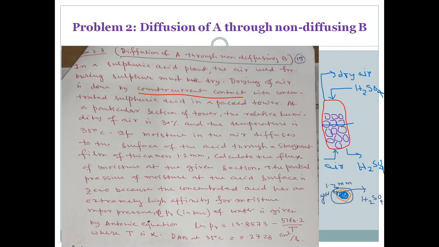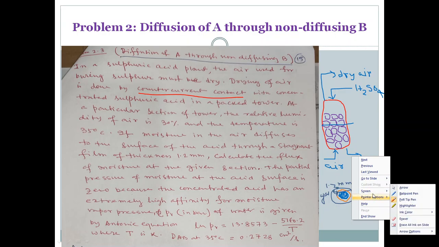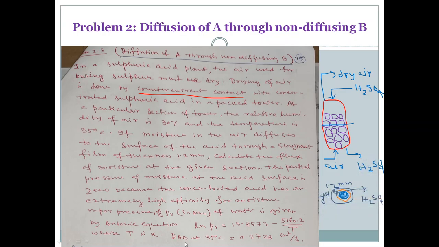The vapor pressure PV, in bar, of water is given by the Antoine equation: ln PV equals 13.8573 minus 5160.2 divided by T, where T is in Kelvin. DAB at 35 degrees centigrade is given. The diffusivity of water A through B at 35 degrees, because my operating temperature is 35°C, is given as 0.2728 cm²/s.